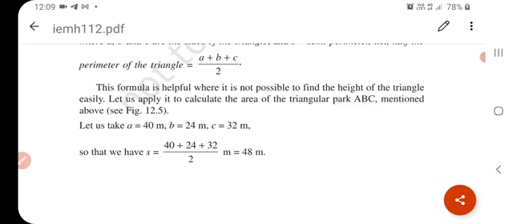Okay, let us apply it to calculate the area of the triangular park ABC mentioned above, with sides 40 meter, 24 meter and c equal to 32 meter. Then what will we find first? We will find the semi-perimeter. How to find the semi-perimeter? Sum of all the sides upon 2. So our semi-perimeter is 48 meter. When we add 40 plus 24 plus 32 and divide it by 2, our answer is 48 meter.